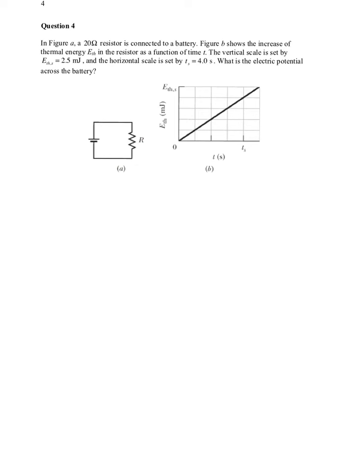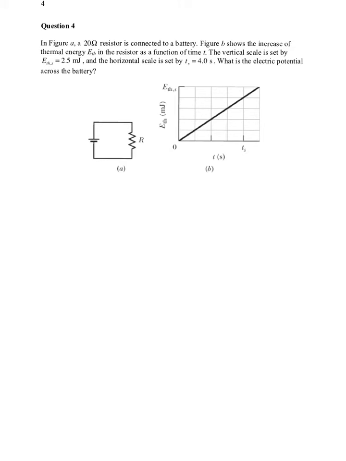Okay, so we have here a very simple circuit, a battery connected to a resistor. Figure B shows the increase of the thermal energy in the resistor as a function of time. So there's some dissipation of electrostatic potential in the form of thermal energy. And the vertical scale is set by a constant, and so is the horizontal. We're asked what's the electrostatic potential across the battery, so the voltage difference.